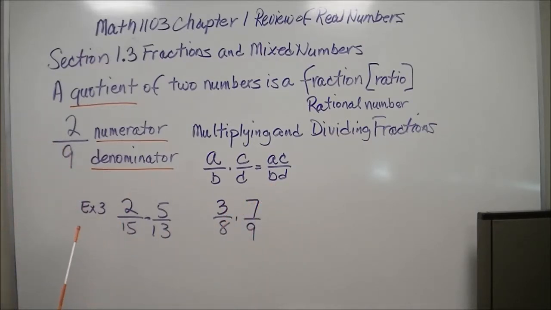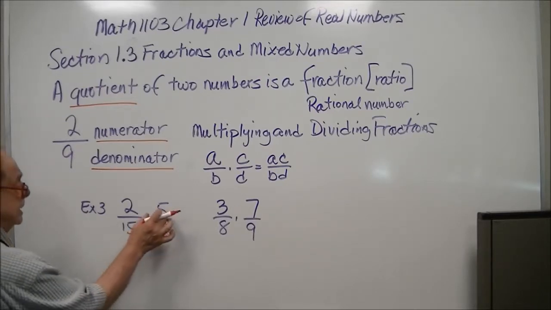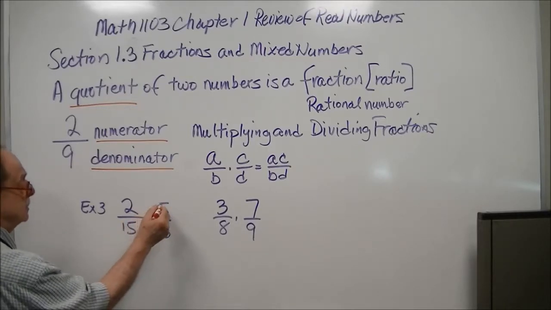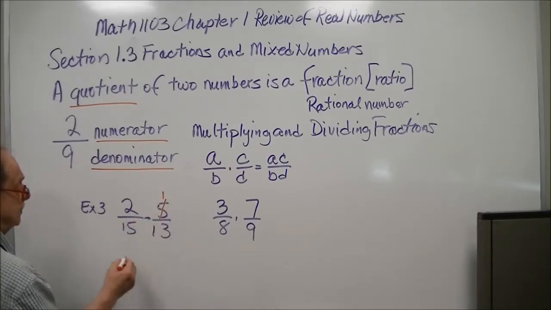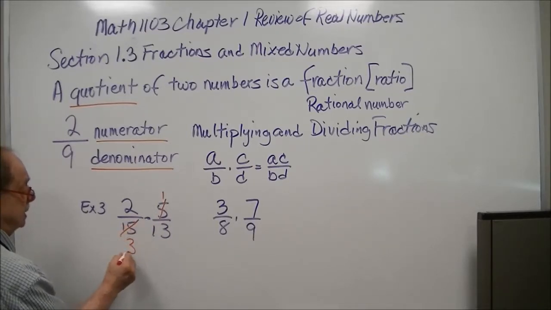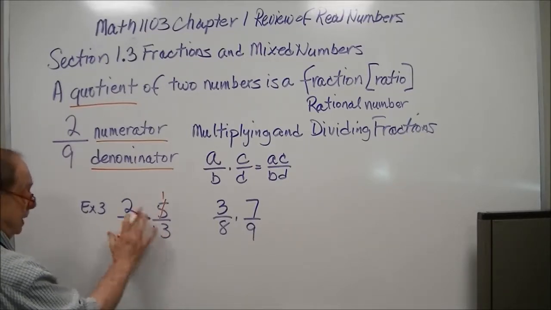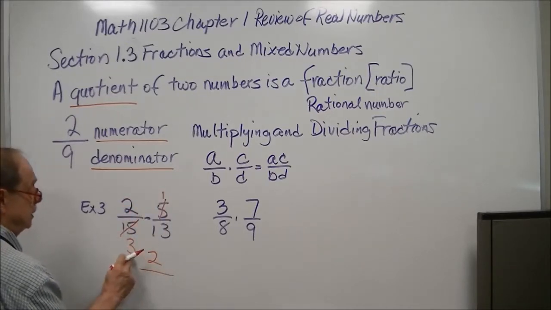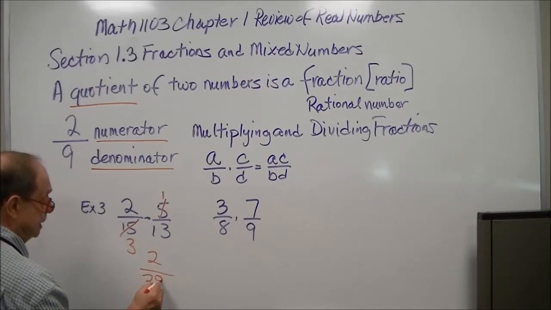Now when we go to practice this, we look to see first if we can do some simplifying. And the technique that I would use, you could use another technique if it's familiar to you, is I see a 5 here, and I could factor out a 5 there. So 5 goes into 5 once, 5 goes into 15 3 times. So nothing else cancels. So 2 times 1 is 2. 3 times 13 is 39.